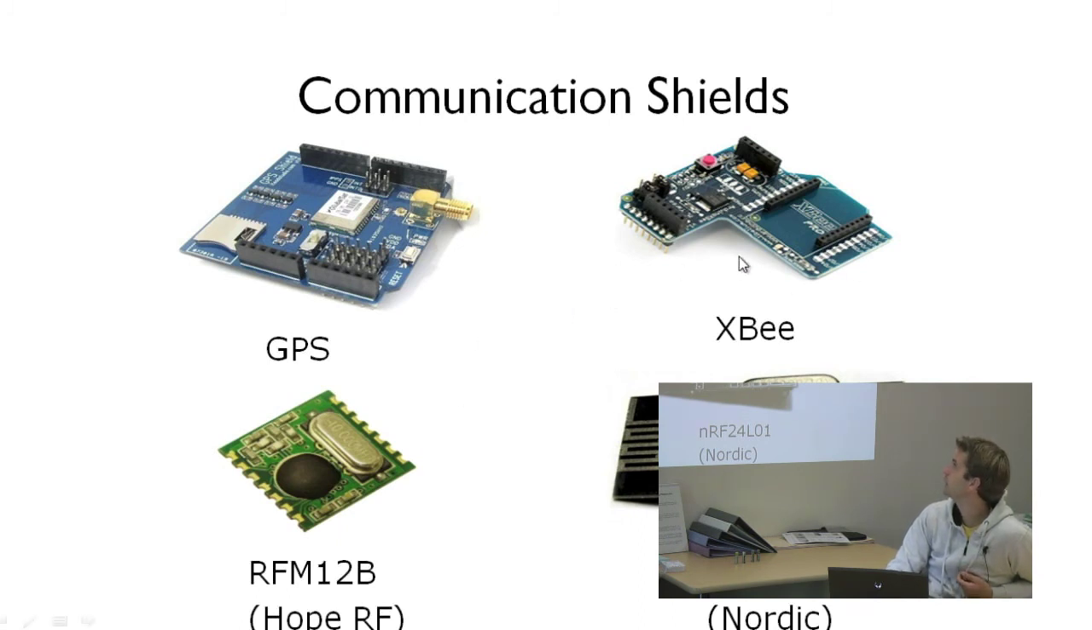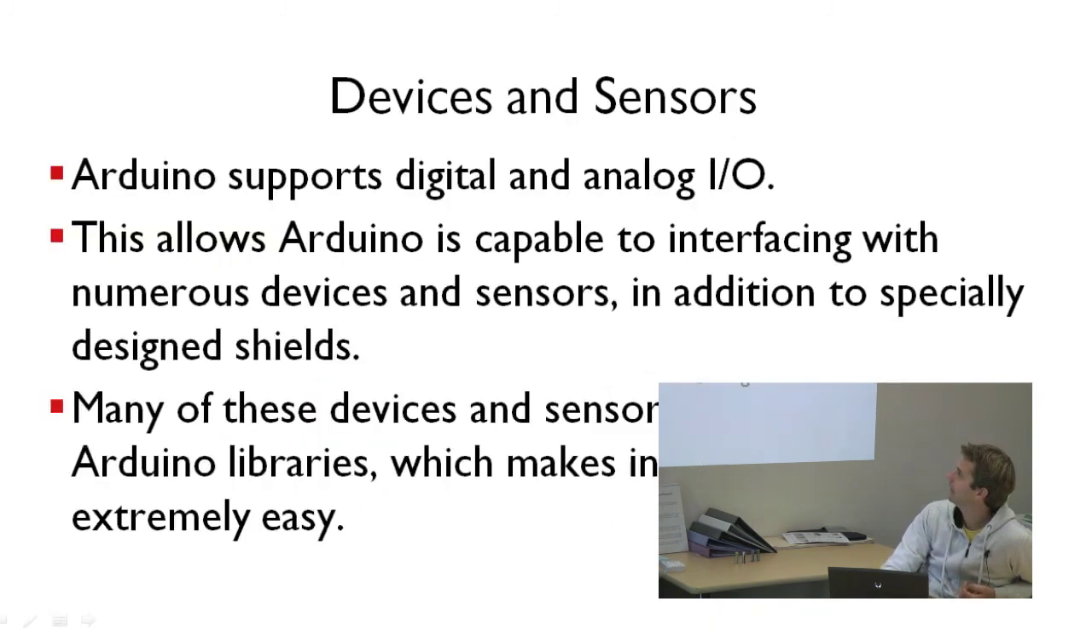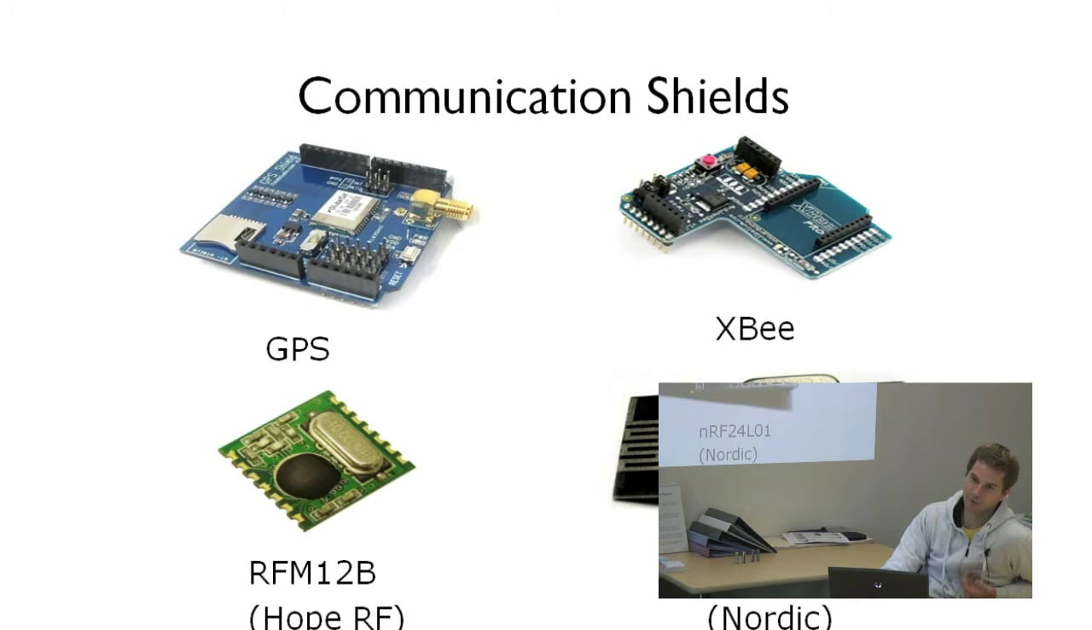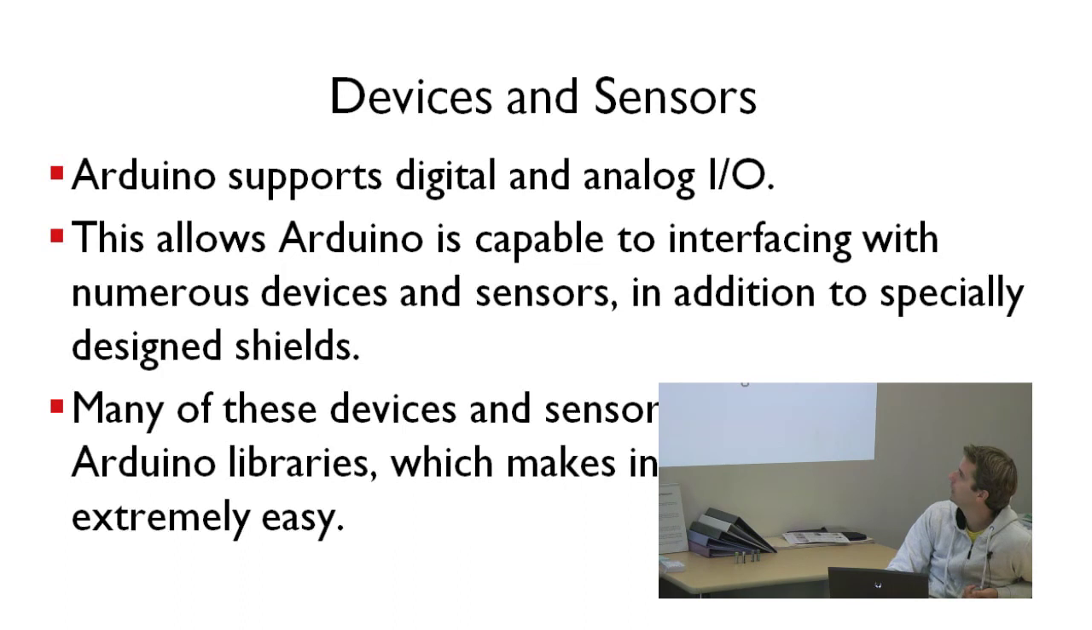ZigBee is a wireless communications protocol. Radio frequency, another radio frequency. So yeah, you could communicate. If you've got a radio controlled car, or a quadcopter or something, you can control it over your Arduino.